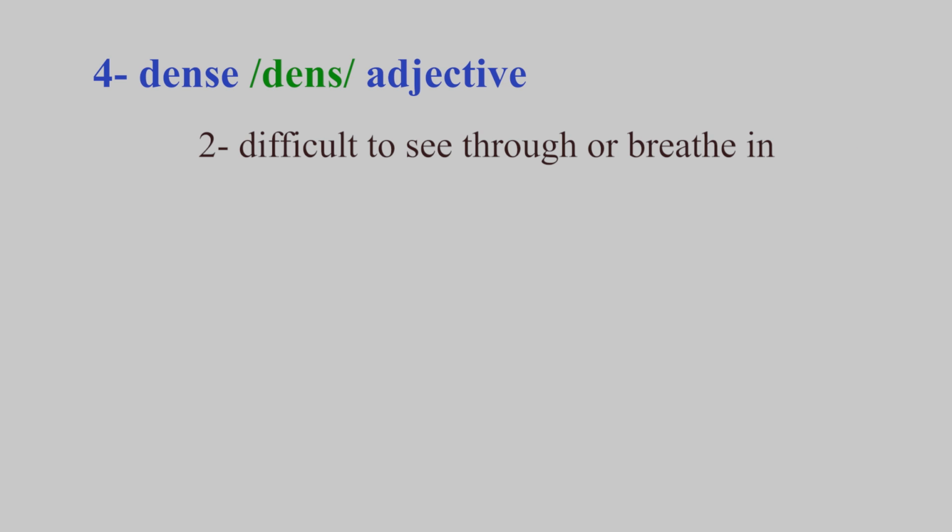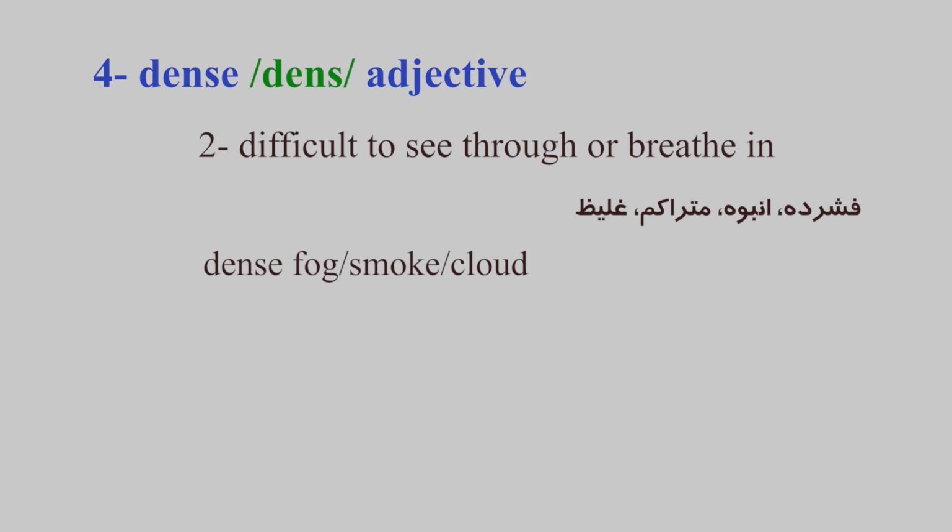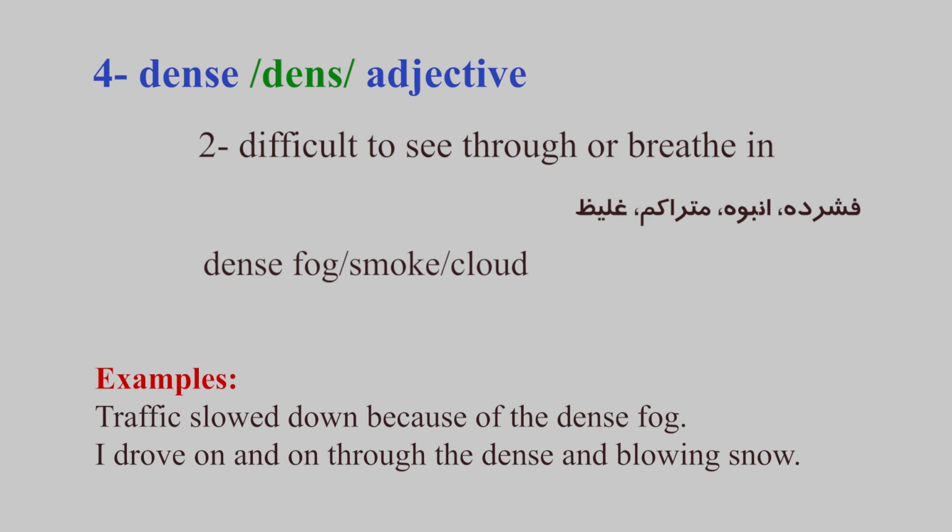The second meaning for dense is difficult to see through or breathe in. And we have some collocations for it, for example, dense fog, dense smoke, or dense cloud. An example: traffic is slowed down because of the dense fog. It is clear because when we have fog and it is dense, we cannot see through it and we cannot drive fast. And the next example is, I drove on and on through the dense and blowing snow. You did a good job.